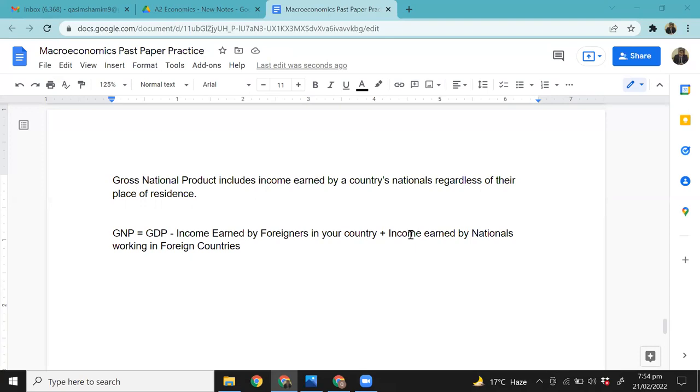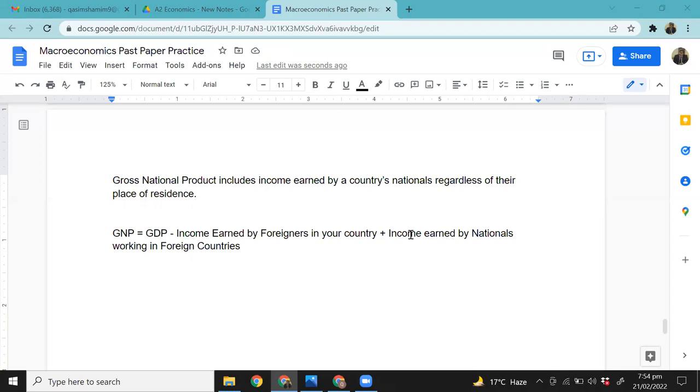Let's say Pakistanis have made investment in foreign stock exchanges. So Pakistani nationals, let's say, have invested in the New York Stock Exchange or Tokyo Stock Exchange. Whatever income they earn from that, not the investment, but the income, like the dividend, the profit that they get on their investments, that will be part of Pakistan's GNP.